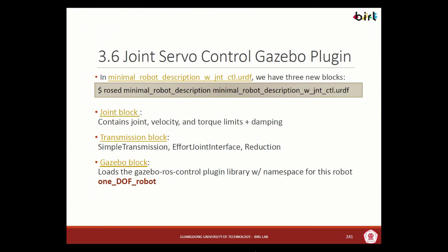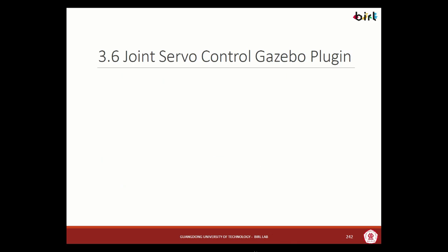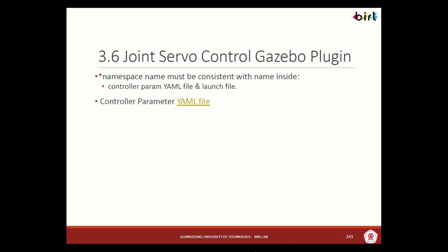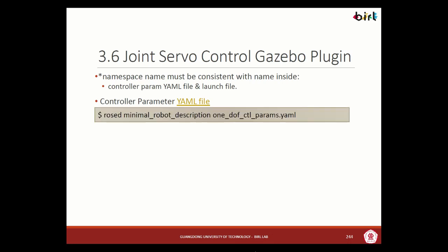Okay, so if we want Gazebo to work with the plugin, we need to add these three things for every joint. When we use Baxter, you'll see that this is repeated 7 times for each arm, and also for the head, and also for the hands. So the files get quite a bit bigger. And like I said, this namespace name is very important. Now let's look at this controller parameter YAML file.